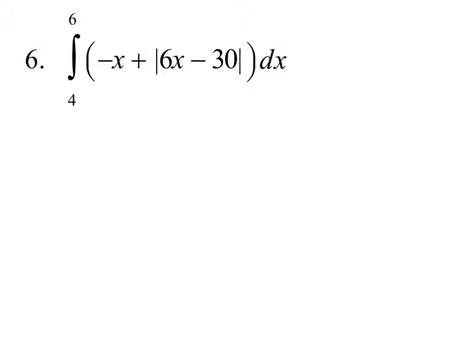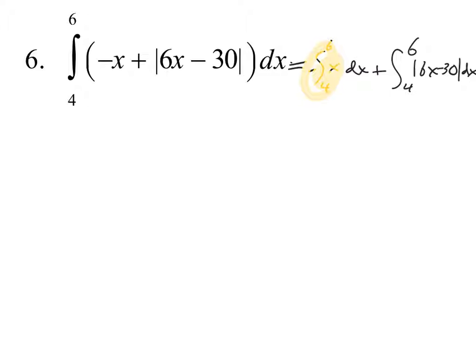Okay, for number 6 here on the study guide for our integral test, we have this integral from 4 to 6 of negative x plus the absolute value of 6x minus 30. Now, the first thing I would do is break this up into two integrals. So we could say that this is equal to the integral from 4 to 6, I'm going to put the negative sign out here, of x dx plus the integral from 4 to 6 of the absolute value of 6x minus 30 dx. Now, the first integral is pretty easy to do.